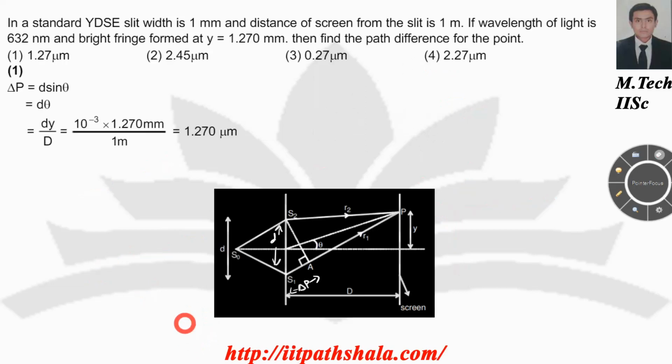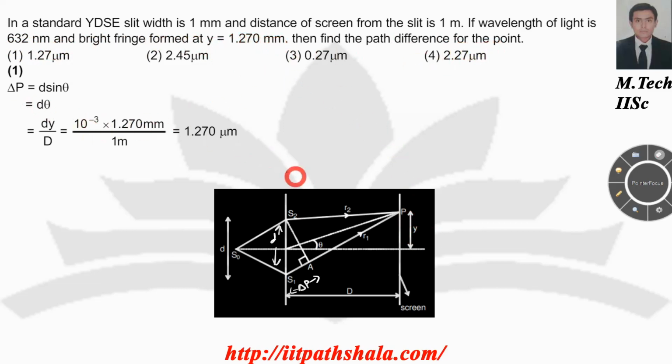Now let us move toward the next question. It is a very simple question of YDSE. Your slit width is given to be 1 millimeter, the distance from the screen is 1 meter, the wavelength of the light is 632 nanometer, and the image is formed at y equal to 1.270 millimeter. Then you have to find the path difference.